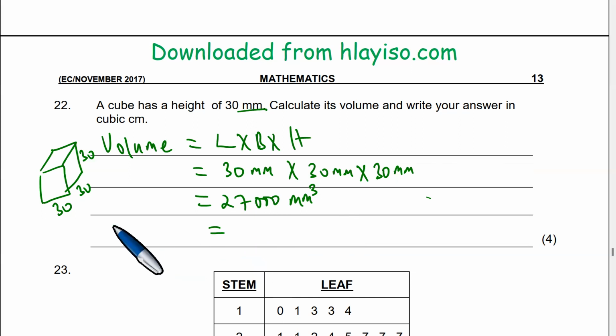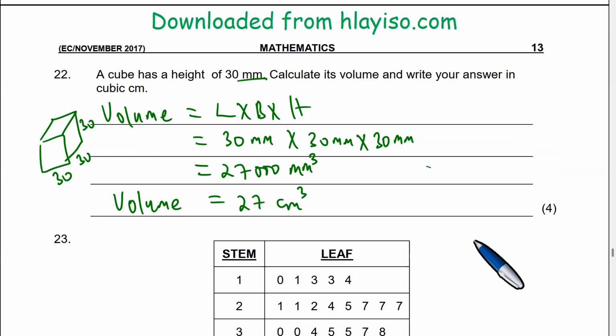Okay, so the volume. Now convert it to centimeters. If you convert it to centimeters, what do you get? How do you convert it to cubic centimeters? You divide by 1,000. Yes, 27 cubic centimeters if you divide by 1,000. So that gives you the volume in cubic centimeters of the cube.